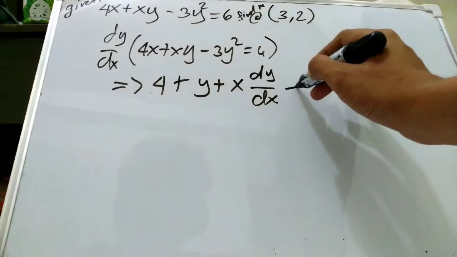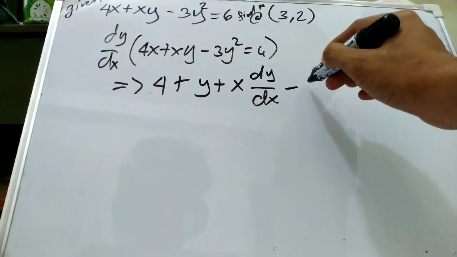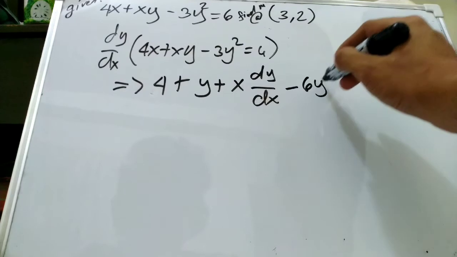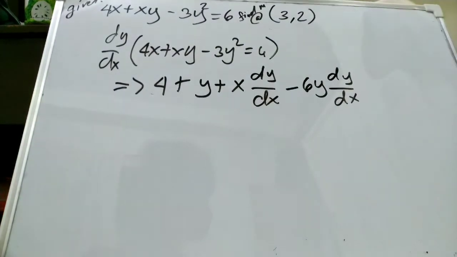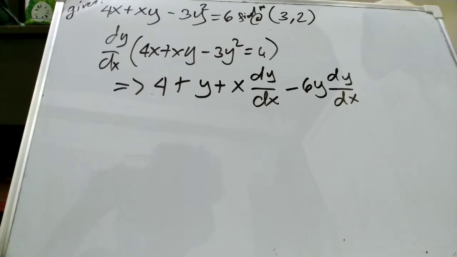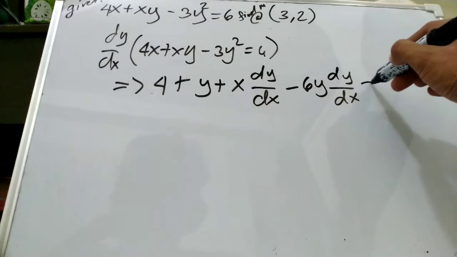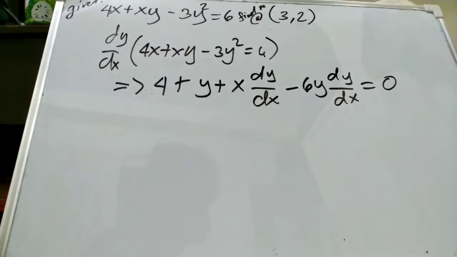this would be 2 times 3, you get 6y dy dx. Again, since we are differentiating in terms of x, the derivative of y is dy dx. We cannot simply say 1, just like we do with x. So, of course, that is equal to 0. Derivative of a constant is 0.